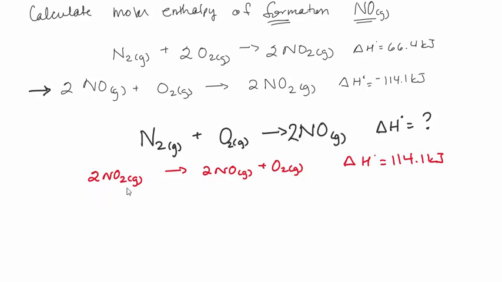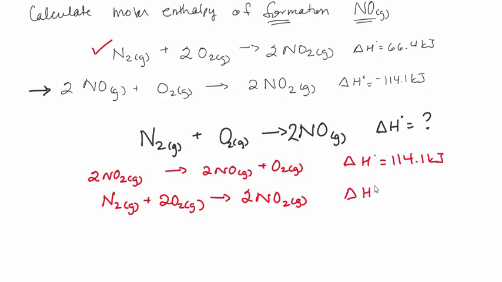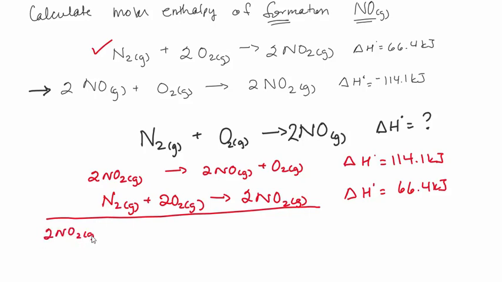So now I have my product done, but I need to get rid of this 2NO. So what I'm going to do is just write this equation, the first equation I was given, just as it's written. So N2 gas plus 2O2 gas reacts to form 2NO2 gas. And the delta H naught contribution that step gives is a positive 66.4 kilojoules. So now when I add this together, I keep all of my reactants on the left side of the reaction arrow.